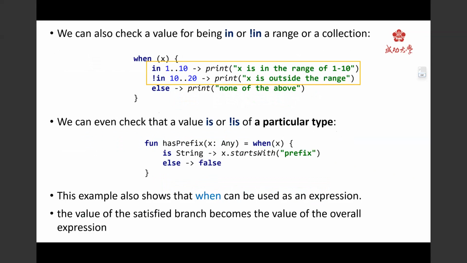We can also check a value for being in or not in a range or collection, such as shown here. This means if x is inside the range of 1 to 10, then execute this statement. Similarly, if the value of x is not in the range of 10 to 20, then we execute this statement. And we can even check whether a value is or is not of a particular type using the is operator. So it's very interesting, right?